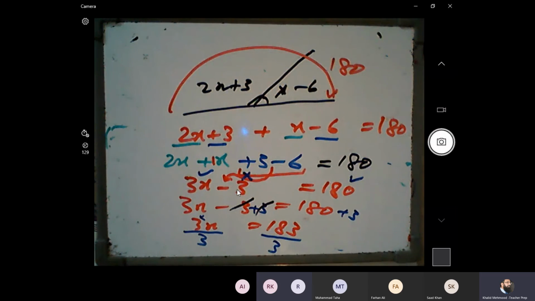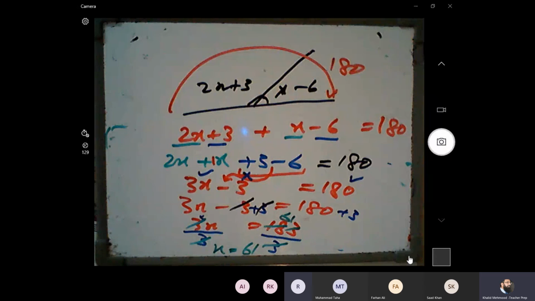3 times 6 are 18, good. And 3 times 1 are 3. So the 3s will be cancelling, and 3 times 6 are 18 and 3 times 1 is 3. So x is equal to 61. So like this we can do it. Yes, you are right. Good.